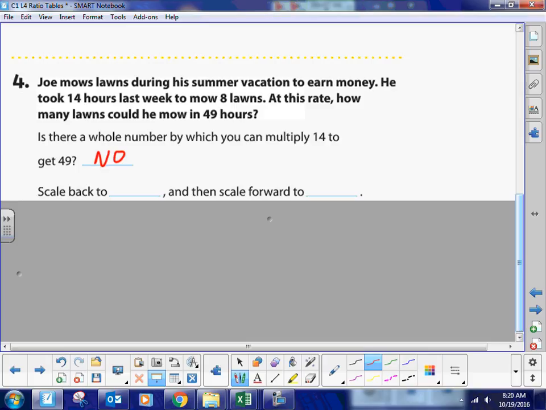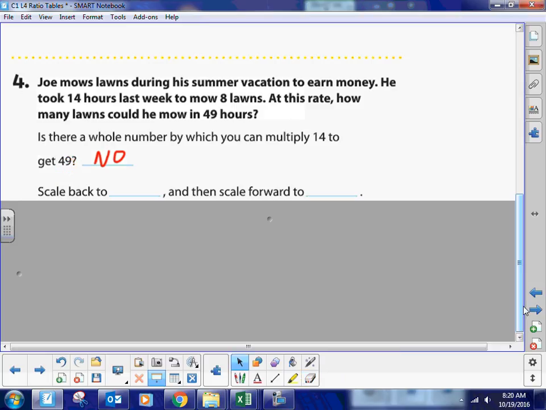Okay, because since 14 is an even number, it's never going to get to an odd. You can't just multiply even numbers and have it become an odd number, because it doesn't work. Any number multiplied by an even number stays even. Okay? It's just a rule.